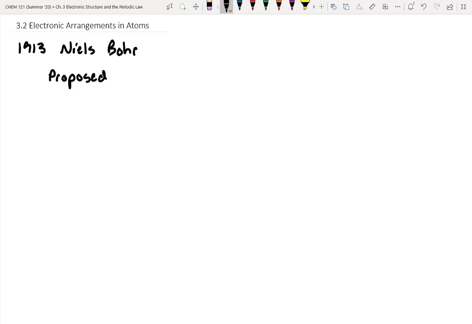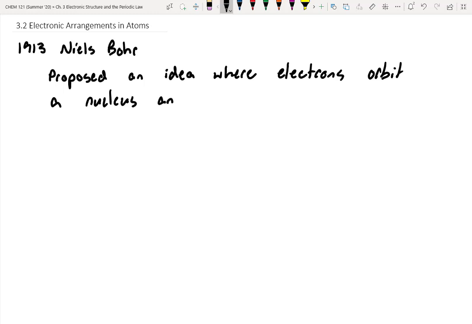So let's write this down. Where electrons orbit a nucleus, and they orbit at discrete energy levels. Meaning the orbits are pretty well defined, meaning there's no halfway between orbits. You either have to be at one orbit or the other.